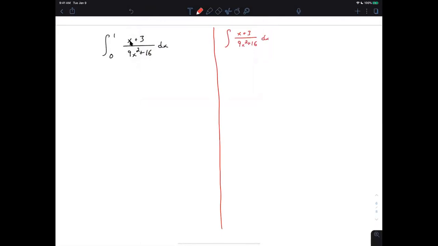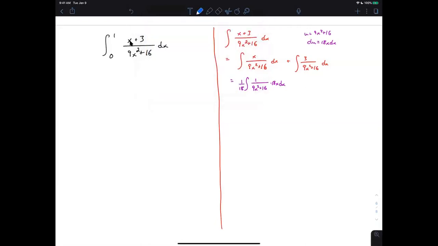So we're going to split this into 2 integrals, and we're going to make it x over 9x squared plus 16 plus 3 over 9x squared plus 16 dx. And on the first integral, we're going to say, okay, u is 9x squared plus 16. So du is 18x dx. And that's easy to get on the first integral. So we've got 1 over 9x squared plus 16. We have an x there. We're going to put 18 in. So 1 over 18 outside.